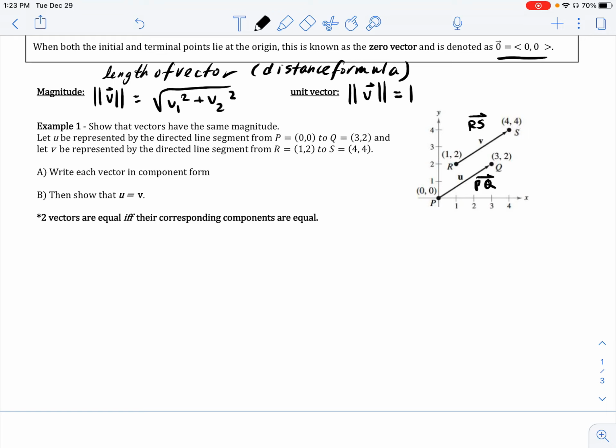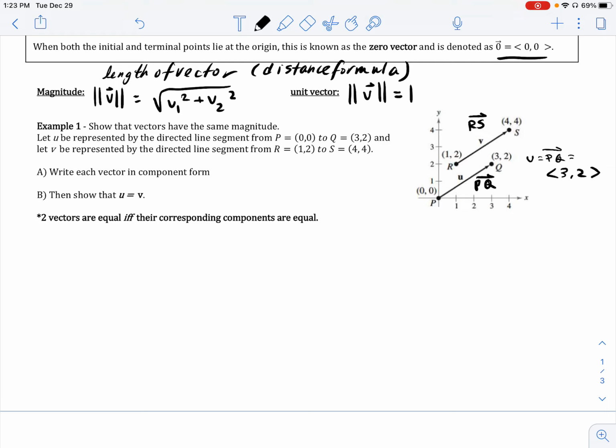Now, take a look at these two vectors and ask yourself, just as a review, which of these two vectors are in standard position? If you said vector PQ or vector u, you would be right. And since vector u is in standard position, we can write vector u in component form. We could say vector u or vector PQ can be described in its component form because it is in standard position, 3, 2.